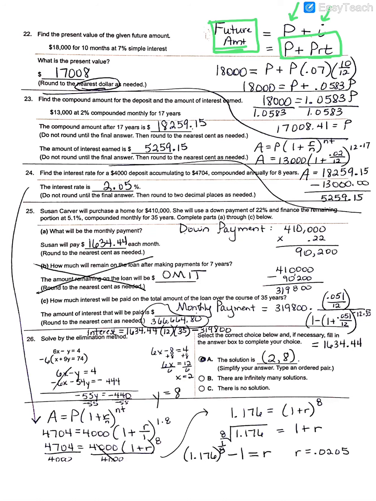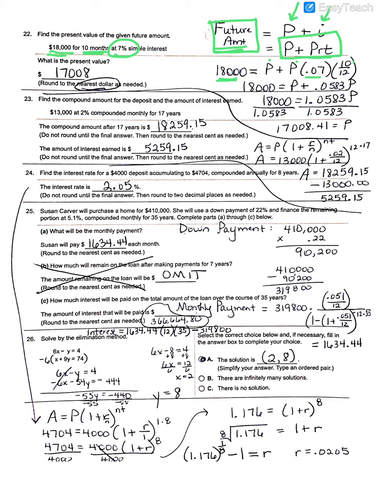So the future value is the 18,000. So I'm plugging that in here. I do not know what the present value is, so I'm just going to leave it as P. Same thing here. It said my rate of interest was 7%, so remember, drop the percent and move your decimal 2 places to the left. And then I know that I'm depositing it for 10 months. And so again, you express that in terms of how much of a year, so it's 10 months out of 12.